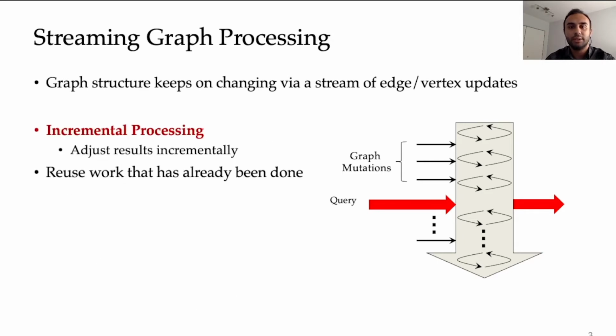Since the overall structure of the graph often changes gradually over time, streaming graph systems use incremental computation, where they reuse the previously computed results and adjust them based on the changes in the graph structure. By doing so, they eliminate the majority of unnecessary computation, which allows them to deliver low latency results.